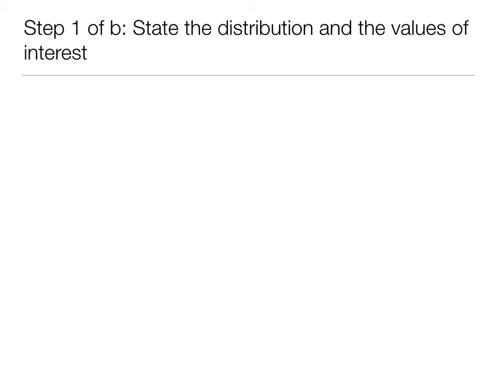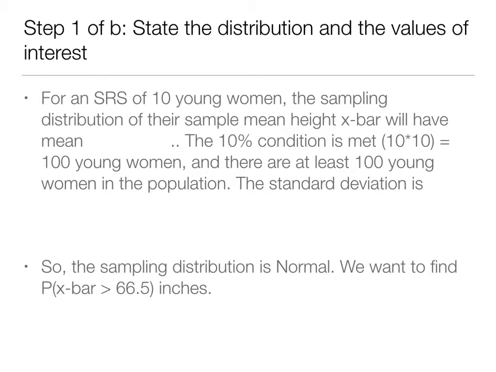So remember, step 1 of B is looking for the same information, but instead of looking at the whole population, we're looking at a simple random sample of 10 young women. For an SRS of 10 young women, the sampling distribution of their mean height x bar will have the mean of 64.5. The 10% condition is met. 10 times 10 is equal to 100, and there are certainly more than 100 young women in the population. The standard deviation is equal to 2.5 divided by the square root of 10, and that is equal to 0.79.